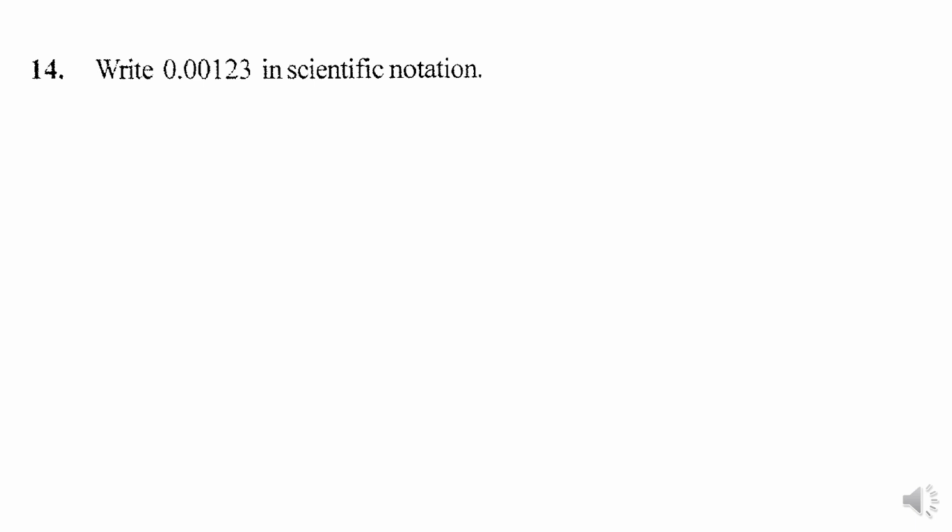Write 0.00123 in scientific notation. In the scientific notation, you see 0.00123 is equal to 1.23 into 10 to the power minus 3, right? This is the answer. And I think you understand how we got this.